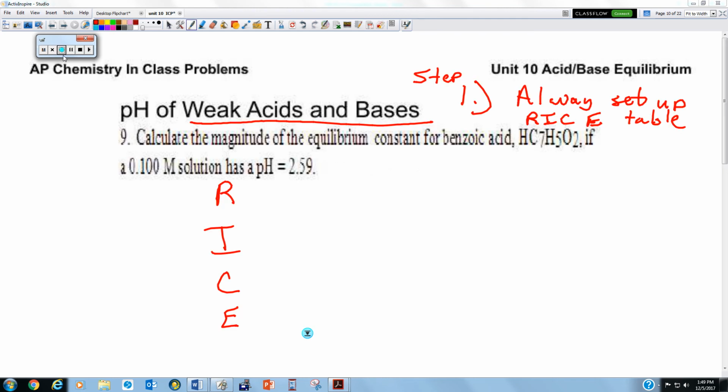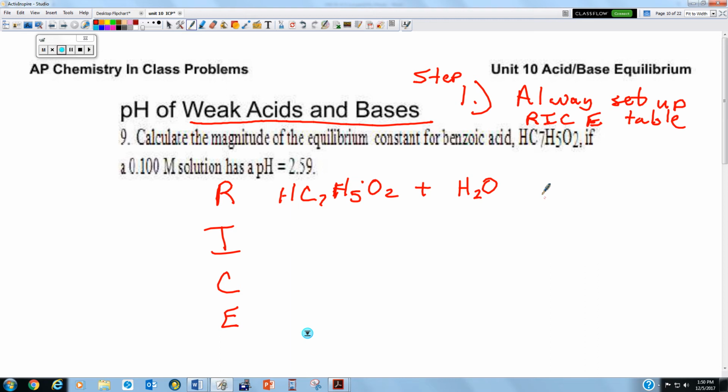All right. So when you need to calculate the pH of a weak acid or base, the first step is to set up a Rice table. What is our equation going to be here? Yes, HC7H5O2 plus water. So we're going to do this just like a Bronsted-Lowry reaction. It's going to be an equilibrium because we're using a Rice table. Now I'm going to go ahead and note that this is a liquid here.